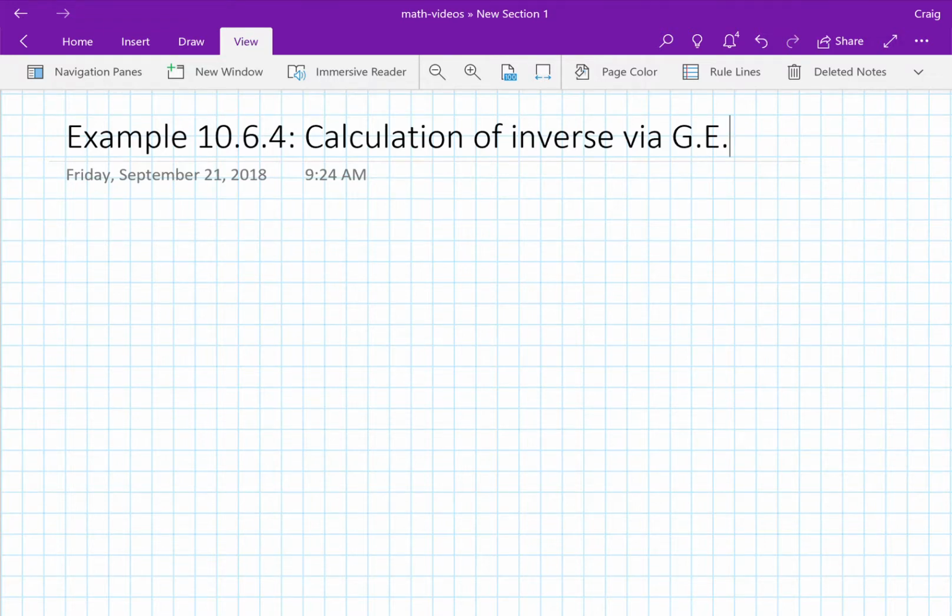This video is for example 10.6.4 in Greenberg's book, and the topic of the example is calculation of the inverse matrix via Gaussian elimination procedure. So the basic idea is outlined in the textbook.